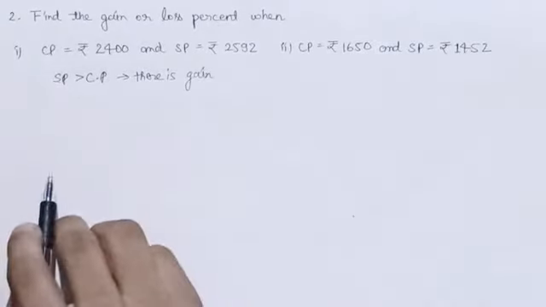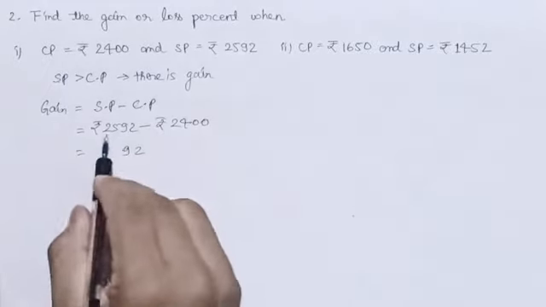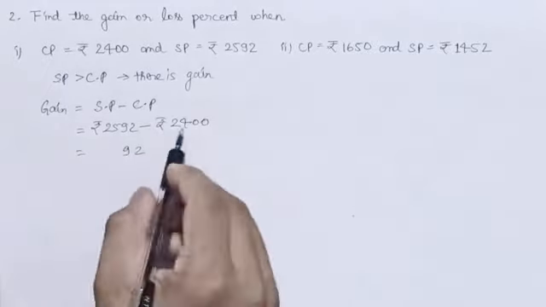So first let us determine the gain. So gain is determined by selling price minus cost price. Here the selling price is 2592 minus cost price is rupees 2400. So what we get? 2, 9, 1 and 0. It means 192 rupees. So there is a gain of 192 rupees.